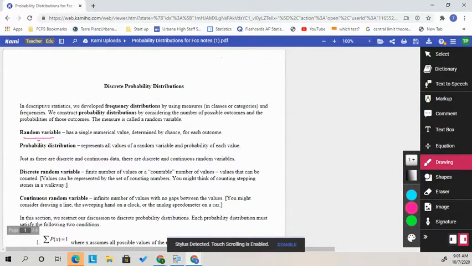A random variable has a single numerical value determined by chance. Rolling a die, flipping a coin, picking a card. Those are random variables. They all happen by chance. So we call those random variables. A probability distribution is just the organization of the outcomes and the probabilities.